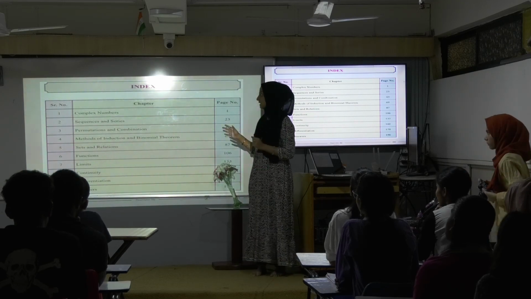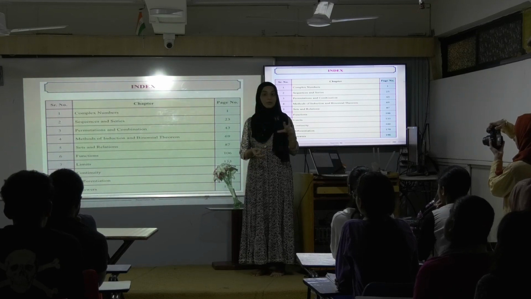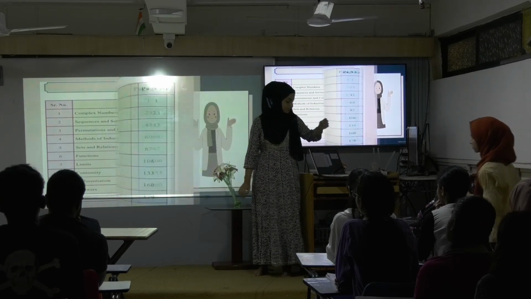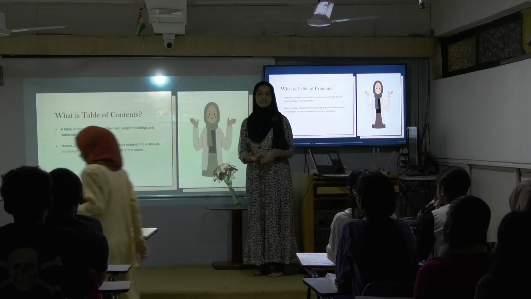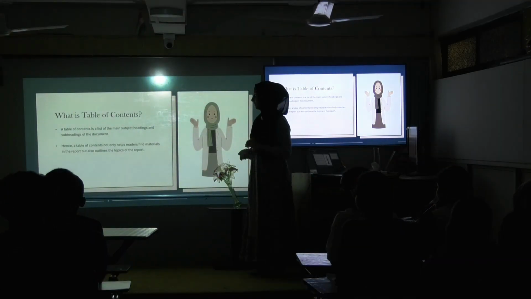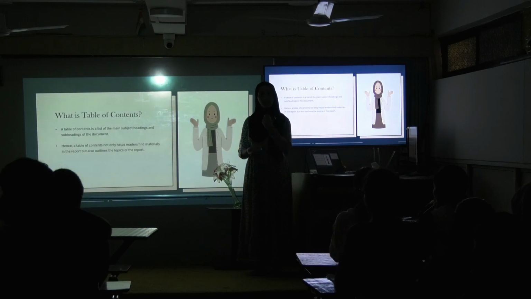Let's know the difference. In index, we used to have a serial number, chapter name, and page numbers. But what is the difference between index and table of content? Let's go and see that too. Okay, so basically what is table of content? First the thing that comes is what is table of content. A table of content is a list of main subject headings and subheadings of the document. In index we used to have only chapter names, but a table of content gives us the advantage of subheadings, headings and topic names as well. It also comes with serial number and page number, and it is also formatted.